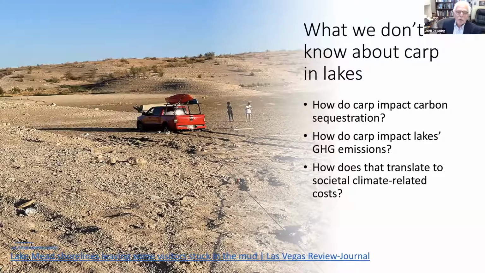Now, what we don't know about carp in lakes. Here's Lake Mead, just to show you there's a lot of carbon sequestered, and people find this out to their peril. Things we don't know that we want to know: how do carp impact carbon sequestration? How do carp impact lakes' greenhouse gas emissions? And how does that translate to societal climate-related costs?